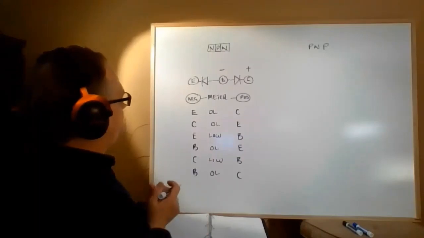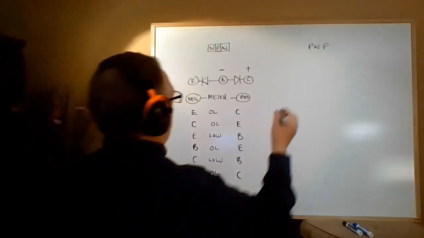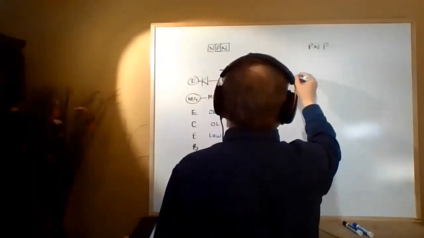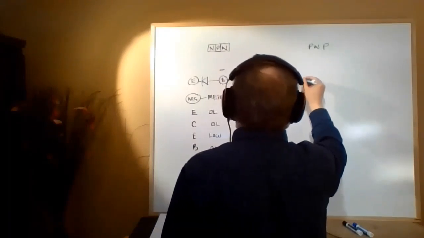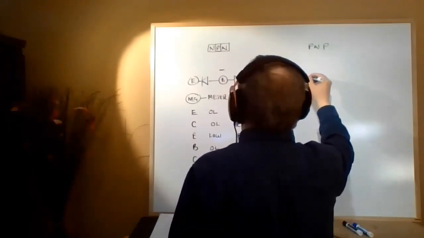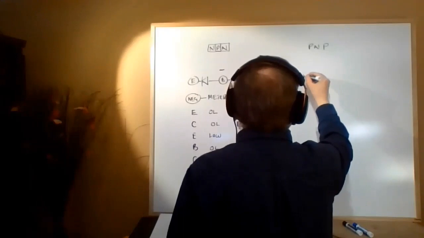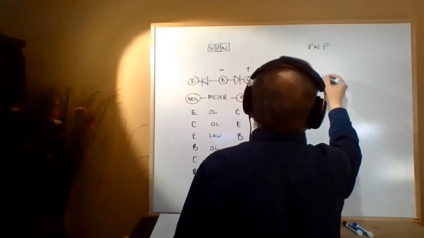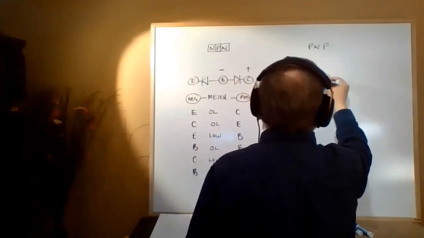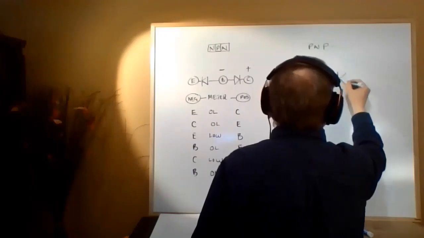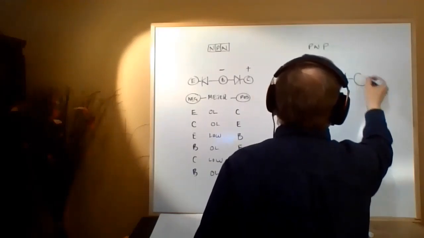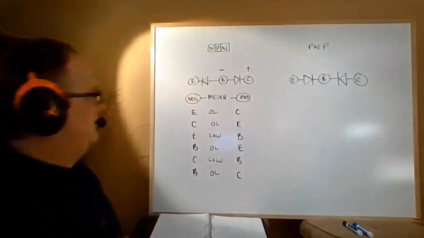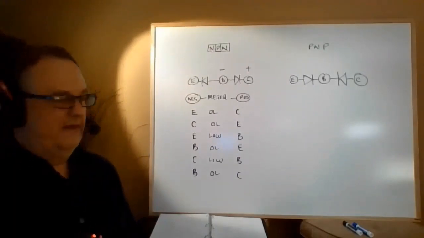Now, as you can imagine, the PNP is going to look like this. We're still going to have the emitter, but now we're going to have this. And here's the base. And there's the collector. So this is the way to think of it. It's really just a very straightforward looking thing.